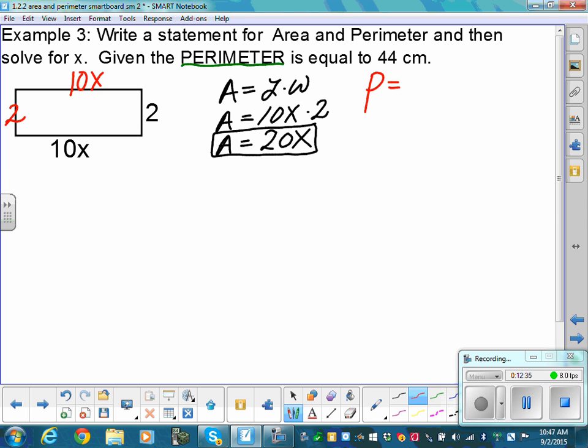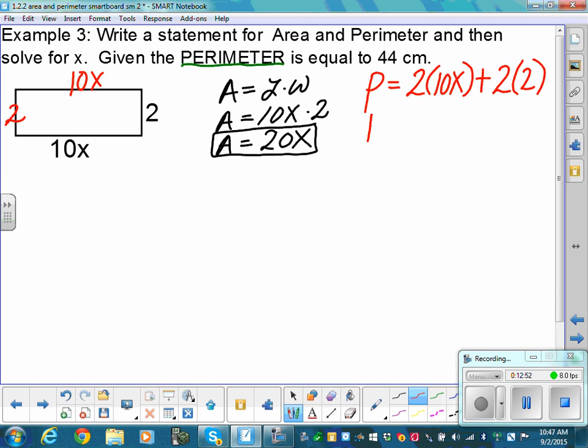So how many 10x's do we have? 2. So we have 2 times 10x. Now we're adding up the perimeter. So then plus what? How many 2's do we have? 2. So 2, and we're talking 2's. Now if you wanted to do it the long way, I'm fine with that.